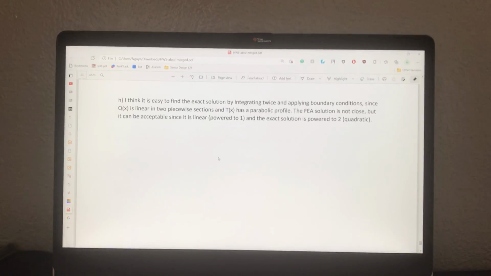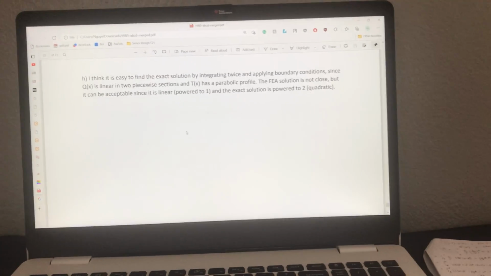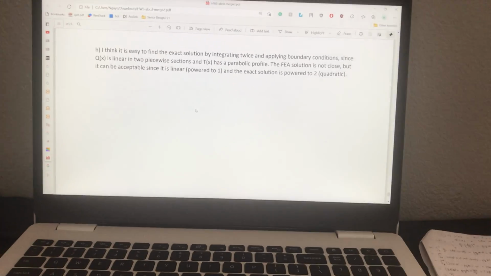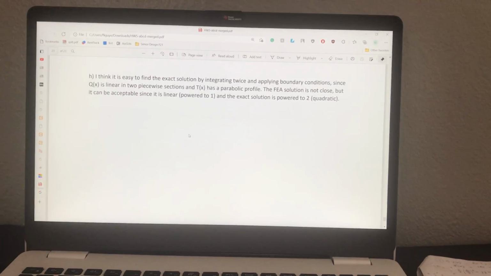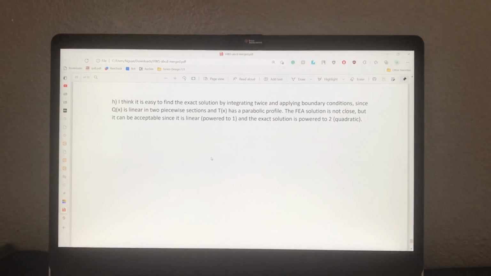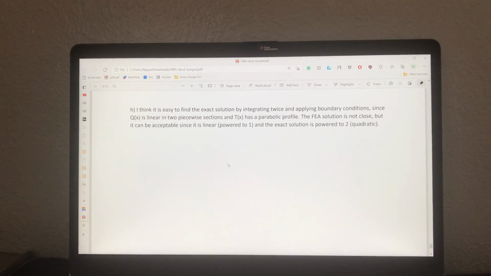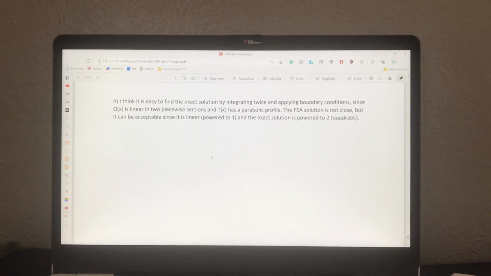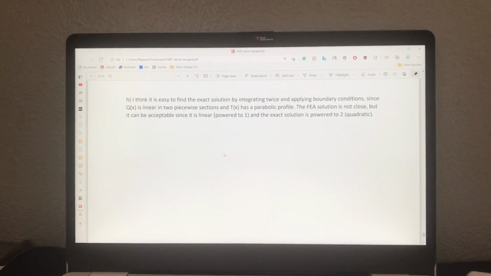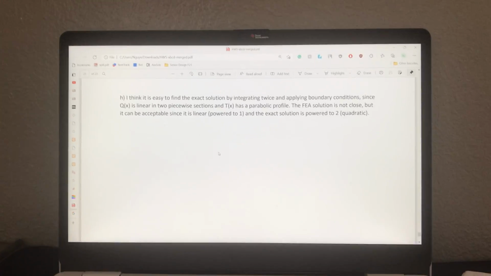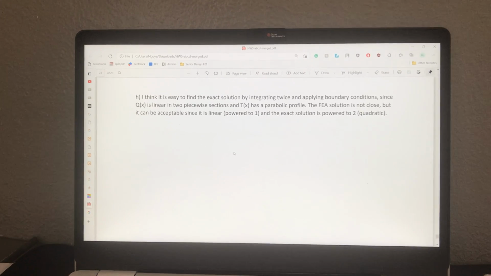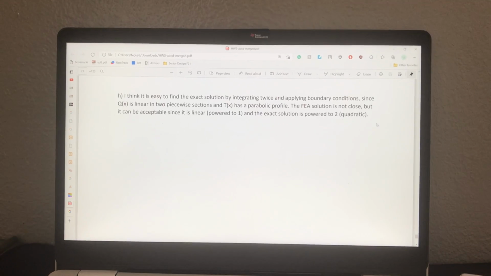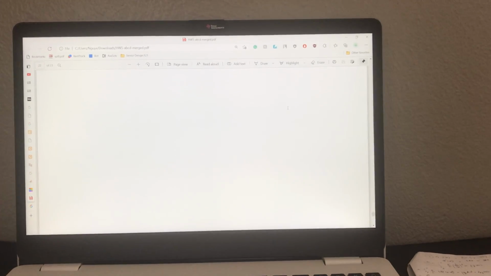And for H, to answer the question, I think it's pretty easy to find the exact solution by integrating twice and applying the boundary conditions, because q(x) is linear, so the function of x is not too complicated. T(x) will have a parabolic profile, and the FEA solution is not close because it's linear, but I think it can be acceptable because the exact solution will be quadratic. So that's all I have for this homework.